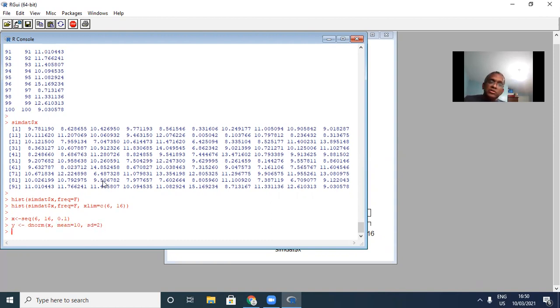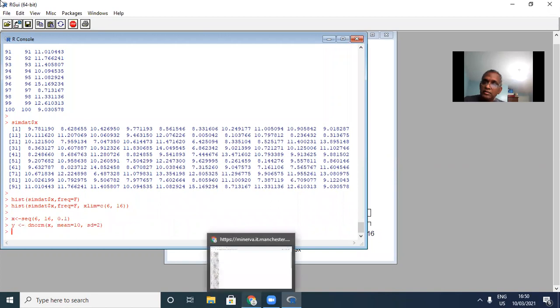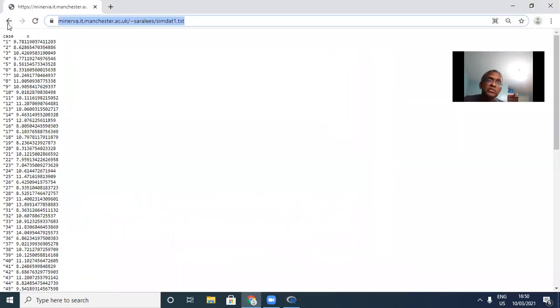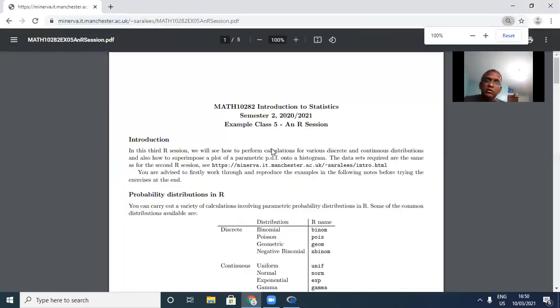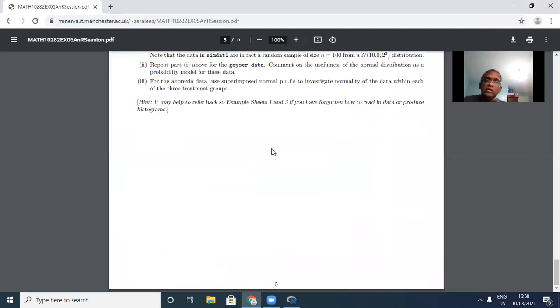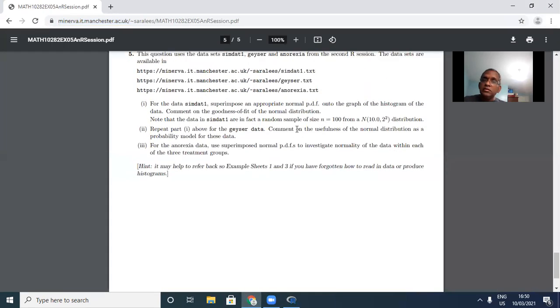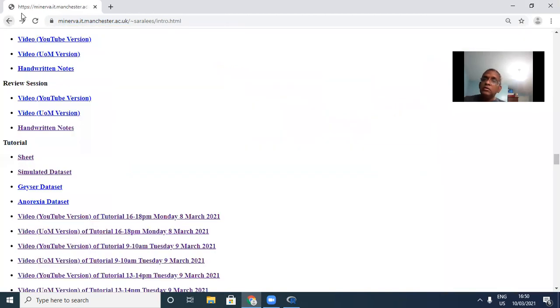That's because the question says so. You should read the question, guys. You should go back to the tutorial sheet. If you read part 1 of exercise 5, it says here that the data is simulated from a normal with mean equal to 10 and variance equal to 4. So the standard deviation is 2, right? All right, so that's what you get.